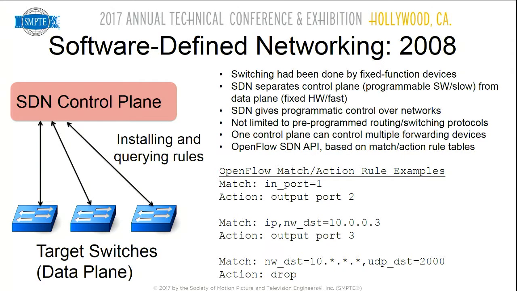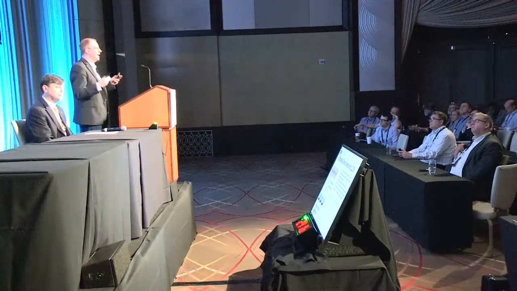Fast forward to 2008, the invention of software-defined networking. Now, up until this point, switching had been done on fixed function devices. These devices have a control plane, which is generally slow, but it's programmable to some extent, and it has a data plane. A data plane is fixed function, designed to do a small number of capabilities at incredibly high speeds, terabits per second. So software-defined networking says, well, let's split up the control plane from the data plane. Let's have a completely programmable control plane controlling this kind of stupid data plane with simple match action rules.